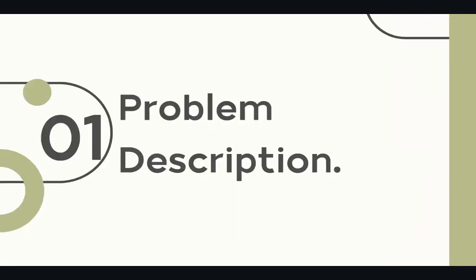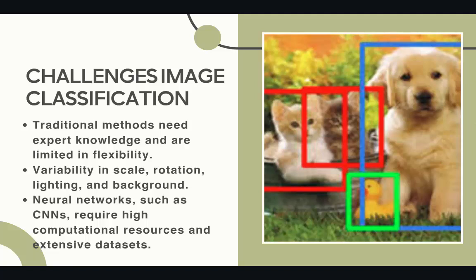Let's talk about the problem description. As we know, image classification aims to assign each image in the dataset a predefined class label based on the content in the image. To do this correctly, feature extraction is critical, where low-level pixel values are transformed into high-level features.